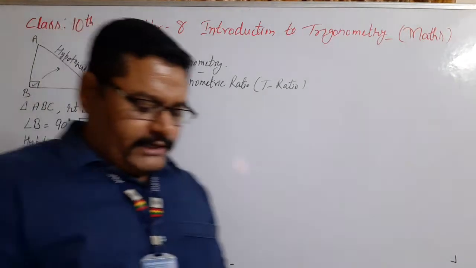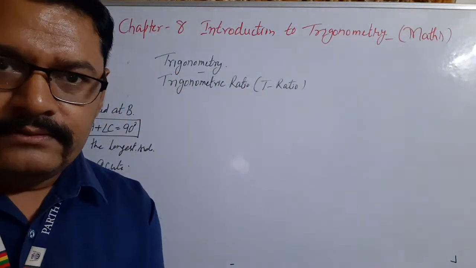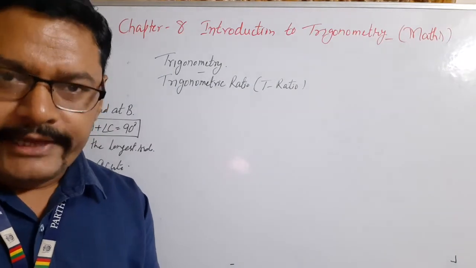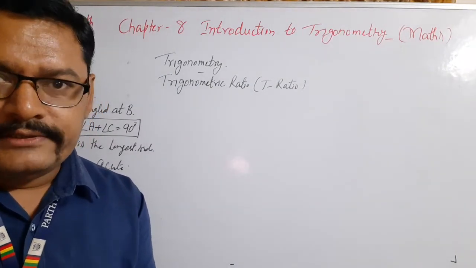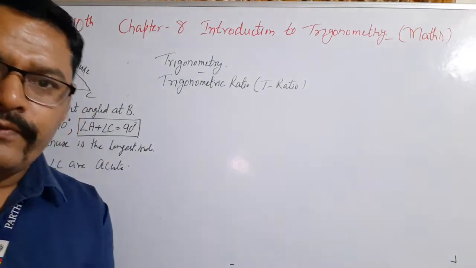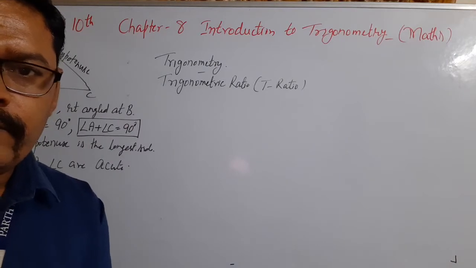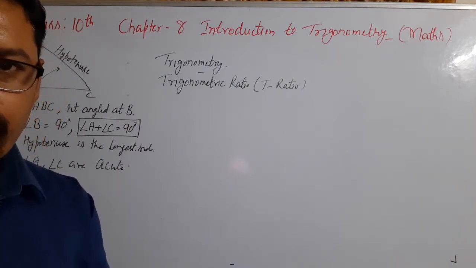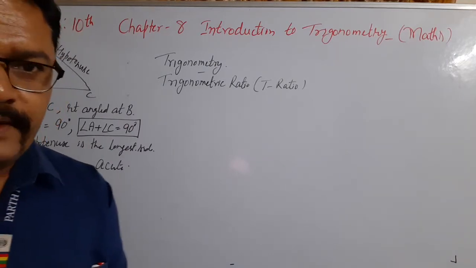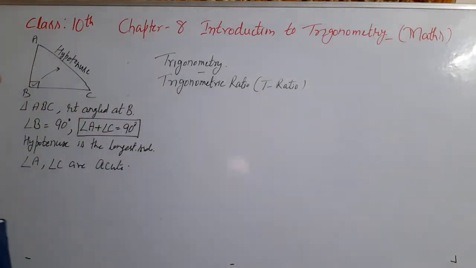Now the question is, what is a T ratio? And the answer is, a trigonometric ratio is the ratio of sides of a triangle with respect to any angle. How? See, let us start with the first trigonometric ratio, sine.